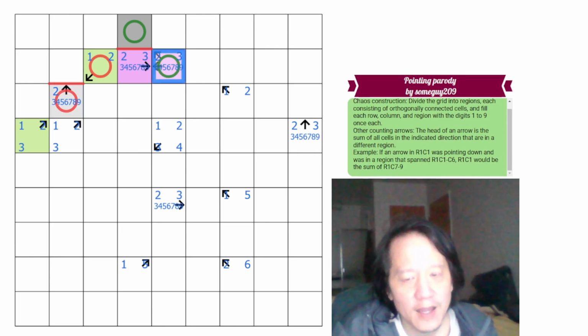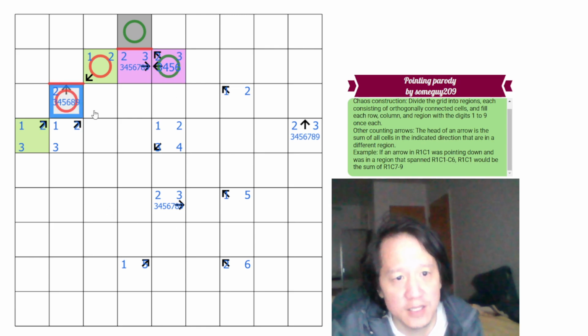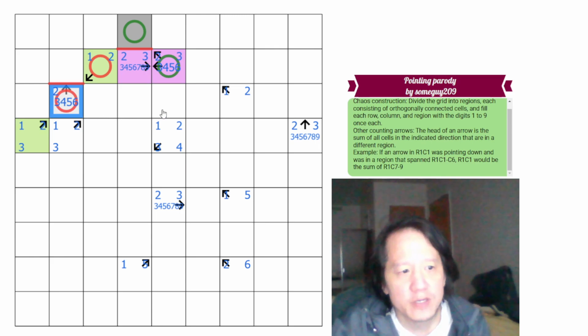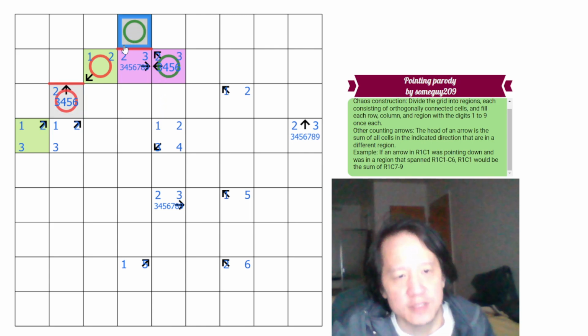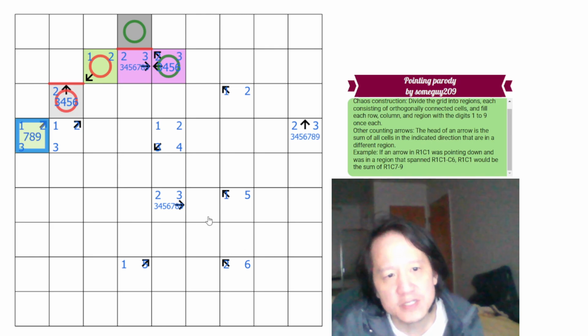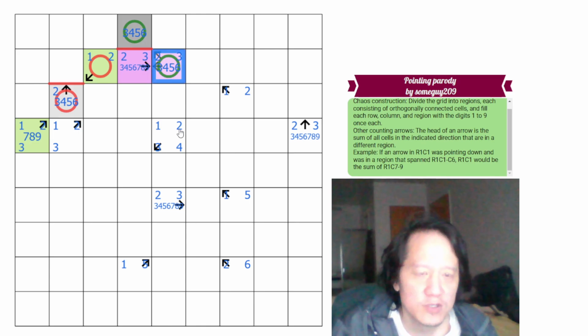So this has to be 3 through 6. This also has to be 3 through 6, because these two added together must add up to this. So this is 7, 8, or 9. This is 3 through 6. This is 3 through 6. What does that mean, then? I'm not really sure.